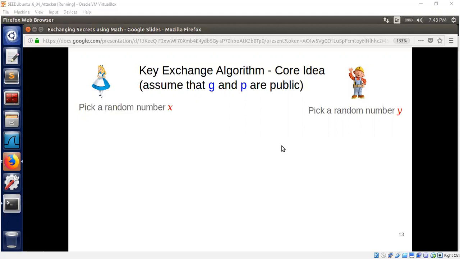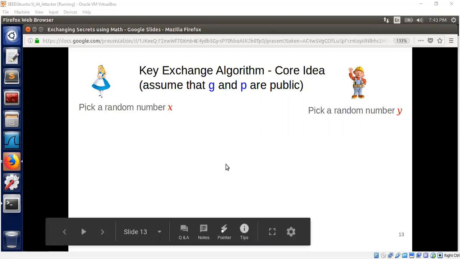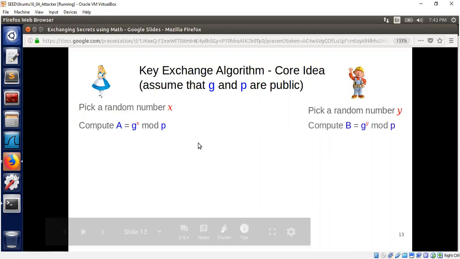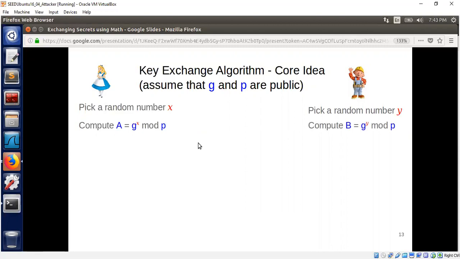Okay, so I quickly wanted to recall the traditional DH algorithm, of course. So we have our friends Alice and Bob. Alice will pick a random number x. She will compute g power x mod p, and then she sends that to Bob. Bob does something symmetric on his side. As you can see on the slide, Bob picks a random y. He computes g power y mod p. Of course, they both agreed on g and p already before the protocol starts.